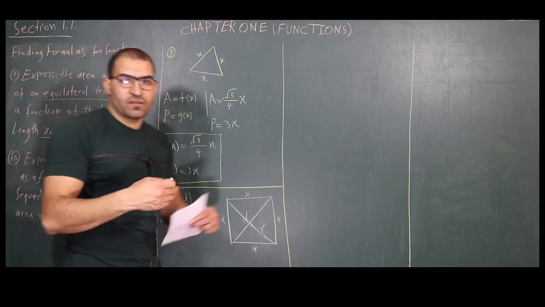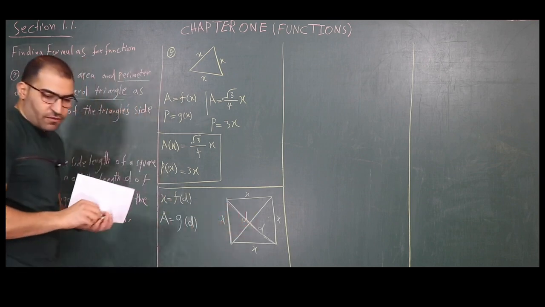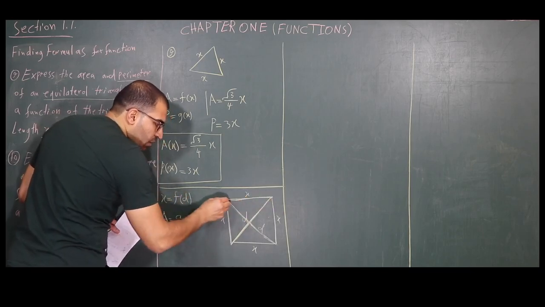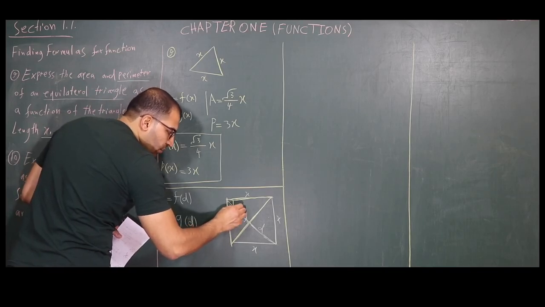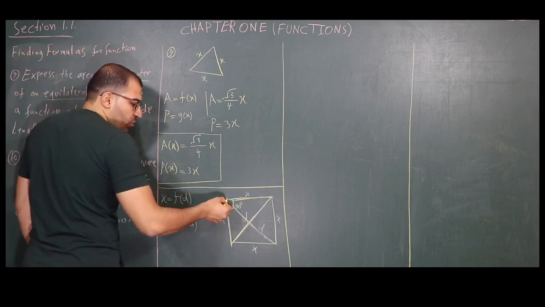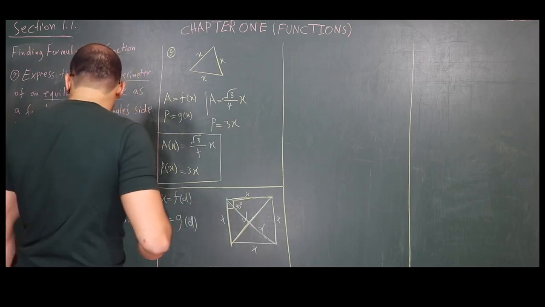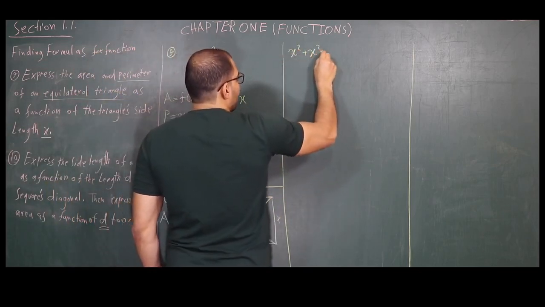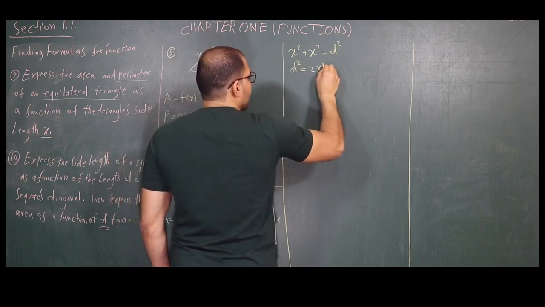It's not a variable, but just an expression. First, I need to find x in terms of D. As we know, if I take this triangle here, it has an angle with 90 degrees. So I can say that this length squared plus this length squared equals this length squared, which is the Pythagorean theorem, or relation. So x squared plus x squared equals D squared. That means D squared equals 2x squared.